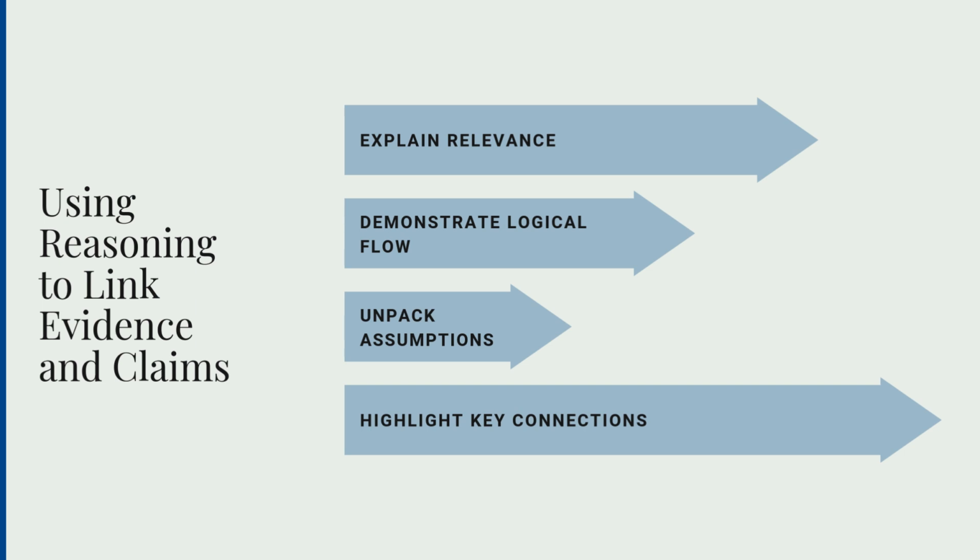Once you have your evidence, you need reasoning to explain how that evidence supports your claim. Think of reasoning as the glue that connects the claim and the evidence. It shows the logical flow of your argument and demonstrates why your evidence proves your claim. For example, if you claim that mentorship programs improve student outcomes, your reasoning might explain how a study showing improved academic performance directly supports your position. Without clear reasoning, your audience might not understand why your evidence matters or how it relates to your claim.